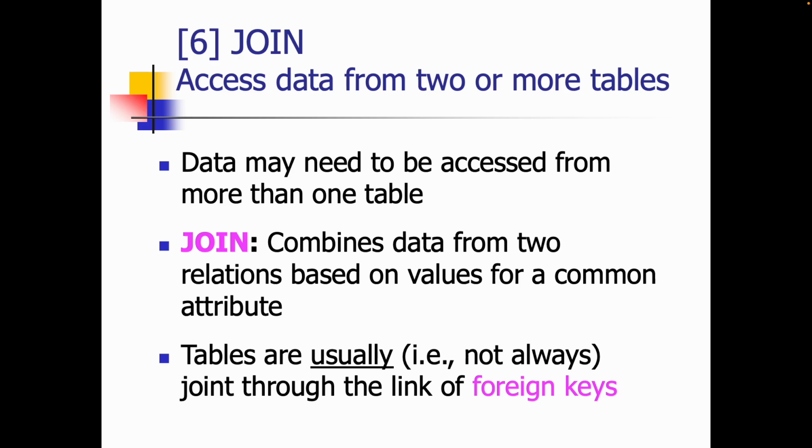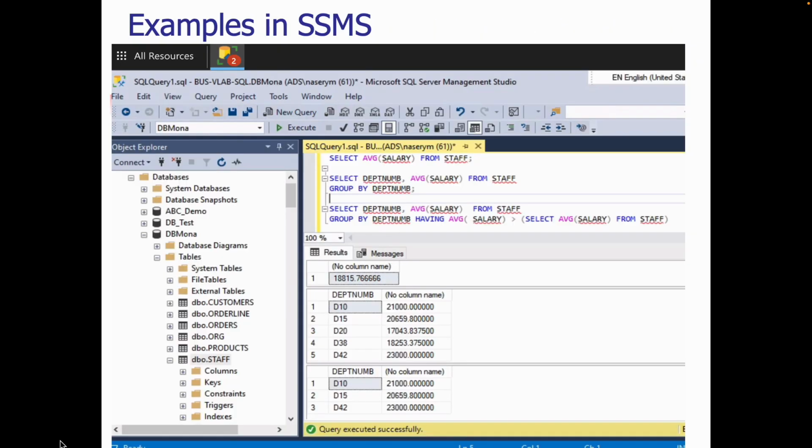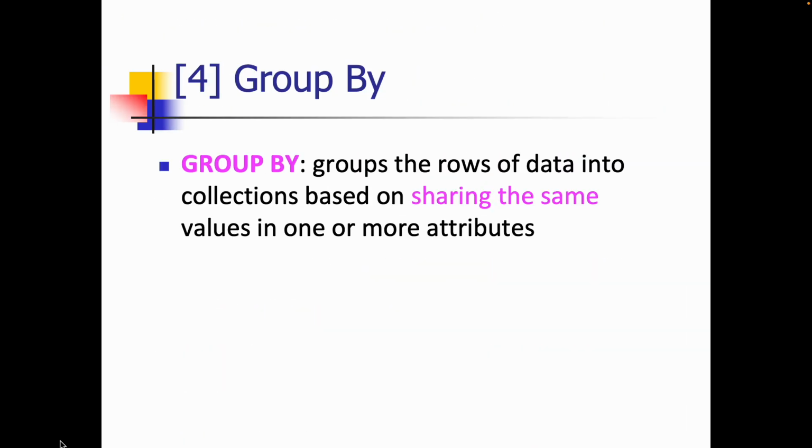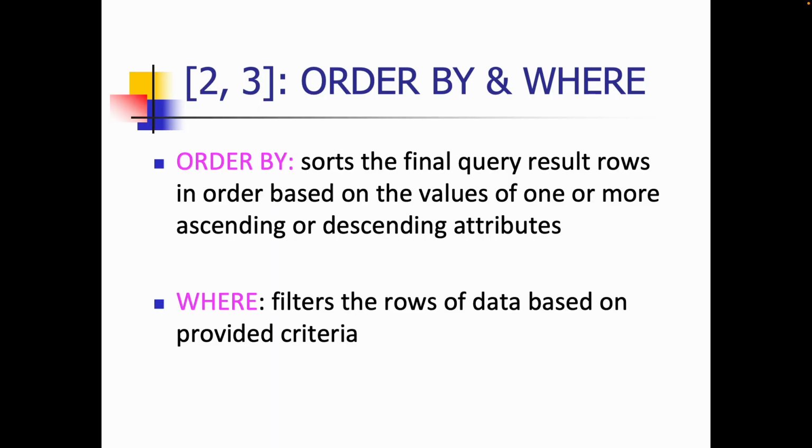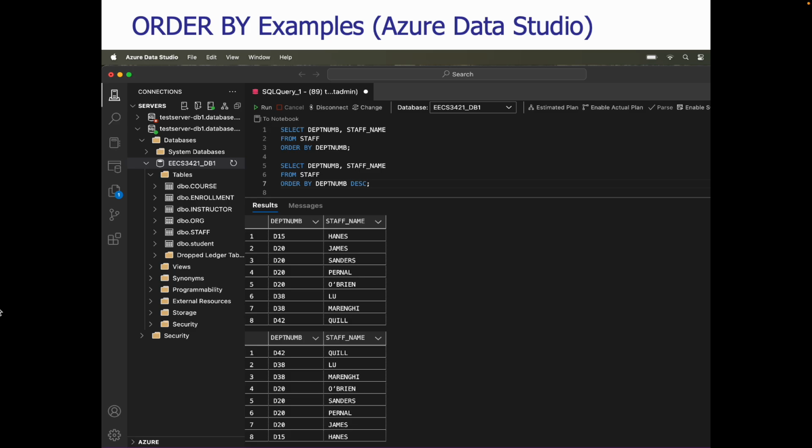Then we talked about the order by. We said if you want to order the results of your query, you can use order by. Here I showed you an example with different columns, like in the staff table, if you want to select 2 columns and then order by department number. I also said if you don't specify anything, the order is ascending. If you want to see descending order, you have to explicitly write it.